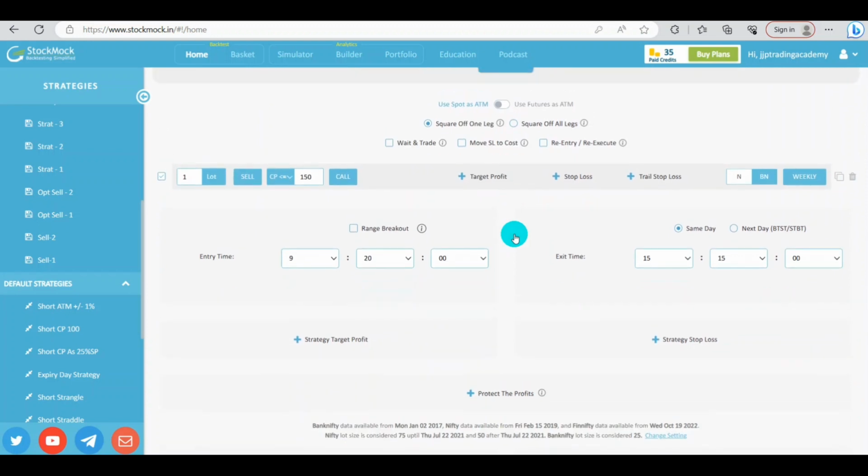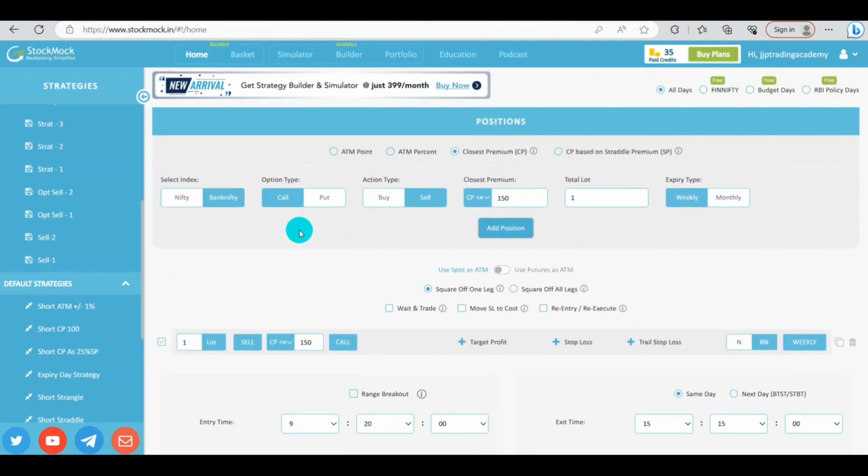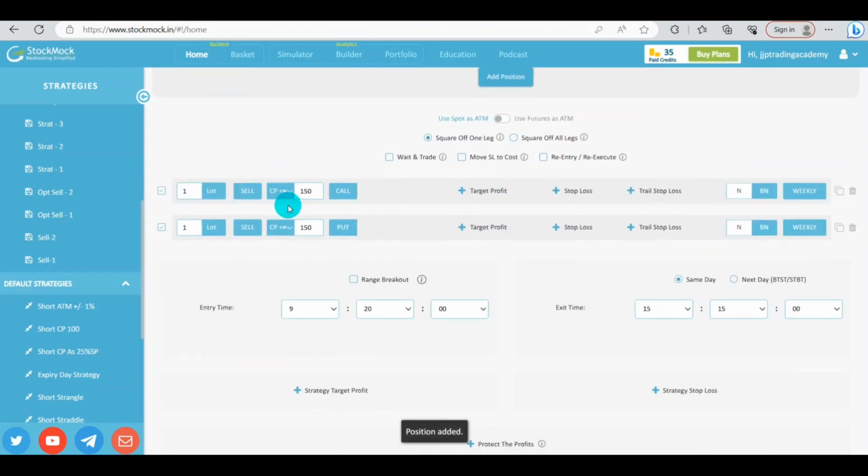So now you have given the strategy here. You can give many conditions. If you are having only one option selling here, at the same time you can also go with another put option. If I want to make another leg, I am just going to sell a put option at the same time with the same premium and every condition the same, and I am just adding. So 2 positions have been added right now.